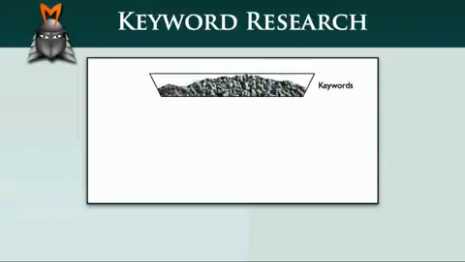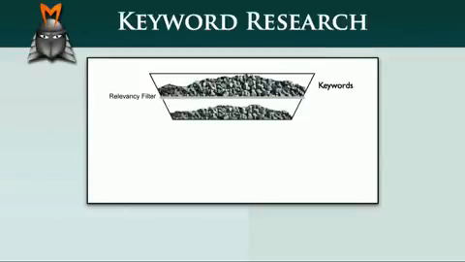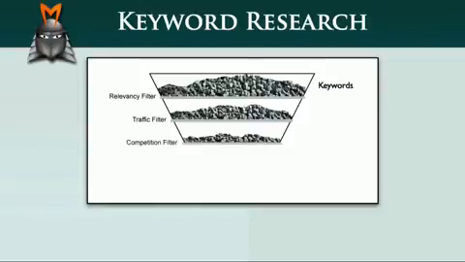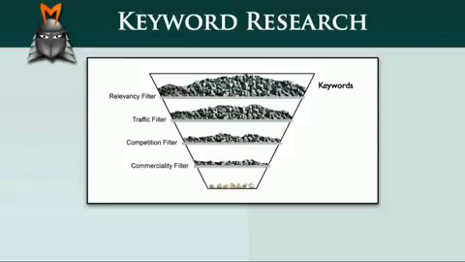Finding the best keywords to target in your business involves a process of filtering. We start with a large number of keywords, and initially we eliminate the keywords that are clearly not relevant to our online business. Then we apply a PBR relevancy filter to remove any misleading keywords. Next, we apply a traffic filter to filter out the keywords that do not have sufficient levels of traffic. Then we analyse the amount and strength of the competition to filter out keywords that are too competitive. Finally, we apply a commerciality filter to eliminate the keywords that have little or no commercial value.